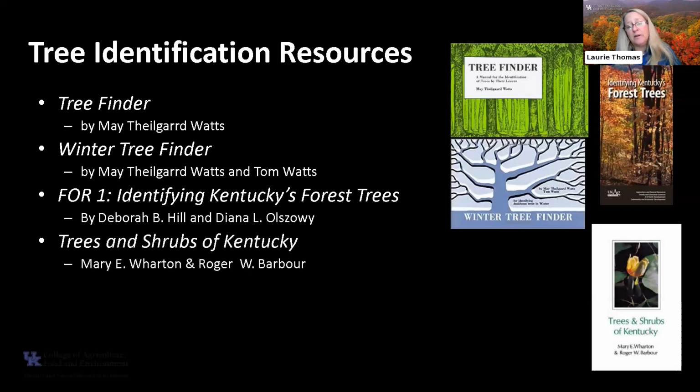And then there's a great one. This is a hardback book, not something you're going to probably carry around out in the field, but it has trees throughout the season. So it's trees and shrubs, so we're going to pick up some shrubs now too, of Kentucky by Mary Wharton and Roger Barber. And so it starts out with what the flower looks like, what the leaves look like, what the form looks like. So, stand back from the tree so you can see how big or how small.